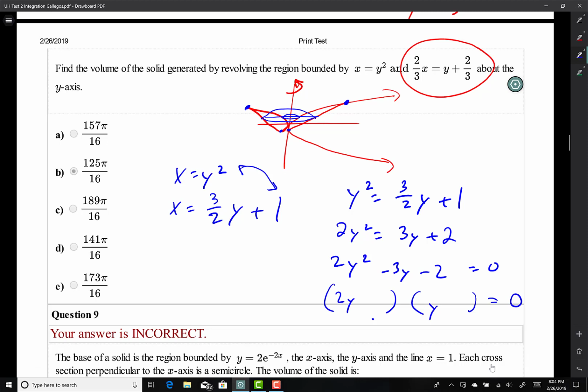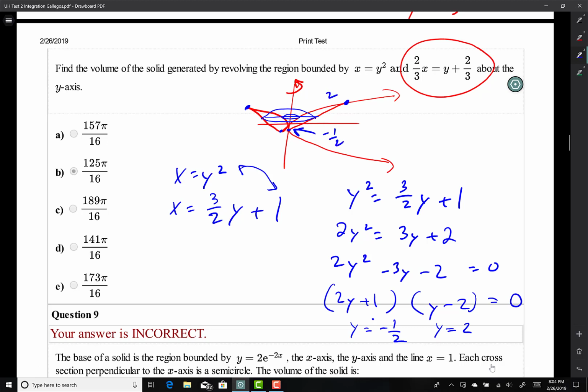This would have been 2y plus 1, and this one has to be y minus 2. Let's see, 2y times y, 2y squared. 2y times negative 2 is a negative 4y. 1 times y is plus 1y, so there's a negative 3y. 1 times negative 2 is negative 2, so there it is. So my y values are 2 and negative half. So down here, that y value is a negative half, and up here, that y value is a 2.